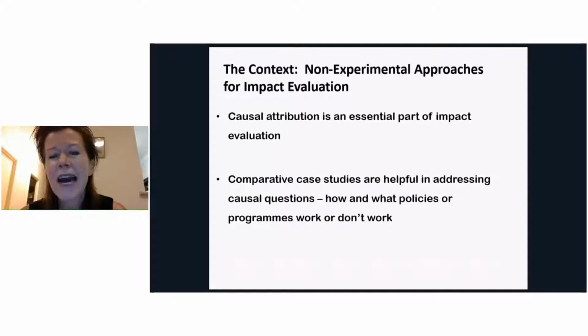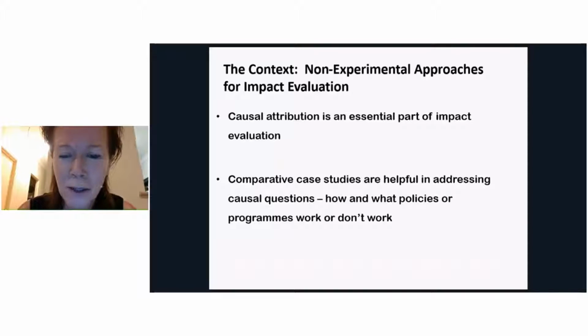So let's start off with what we're talking about when we're talking about non-experimental approaches for impact evaluation. Most of our work, and the work that we care about, is making a difference to children's lives, to communities, to governance, and to social betterment. Because UNICEF is implementing and monitoring programs, we actually want to know that we're making a difference. And that's about causal attribution. If we're doing impact evaluation, causal attribution is at the heart of what we're trying to do.